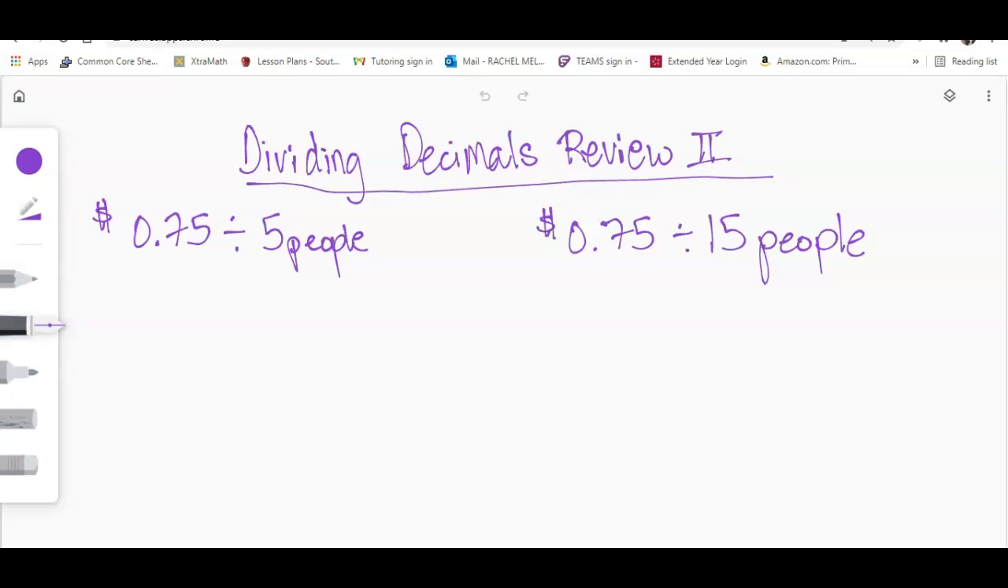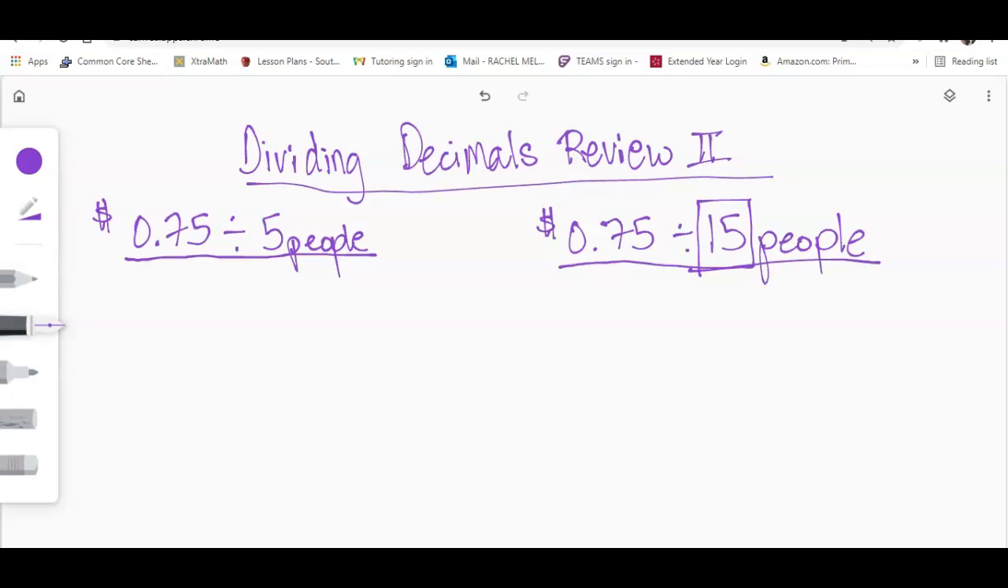So yesterday we were reviewing dividing decimals with one divisor. That would be like this problem: 75 cents divided by 5 people. Today we're going to take it one step further. We're still going to be dividing, but this time with 2-digit divisors. It doesn't really change our method of dividing.